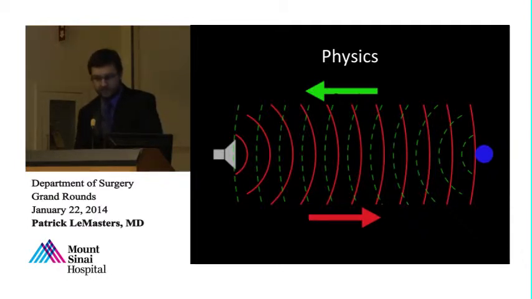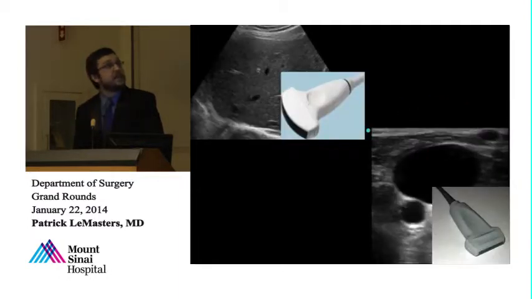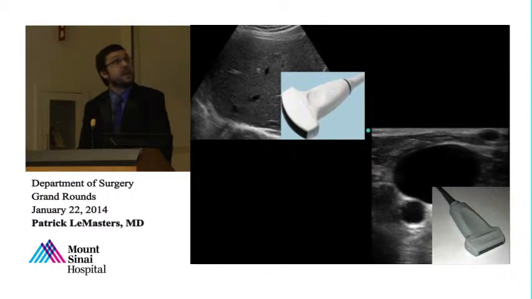So what does this mean? If you're going to examine an abdominal compartment, you're going to want to use a low-frequency probe, such as this curvilinear probe with a frequency of about 2 to 5 megahertz. If you're going to image more superficial substructures, such as the vasculature or the neck, you're going to use the linear probe, which has a higher frequency.